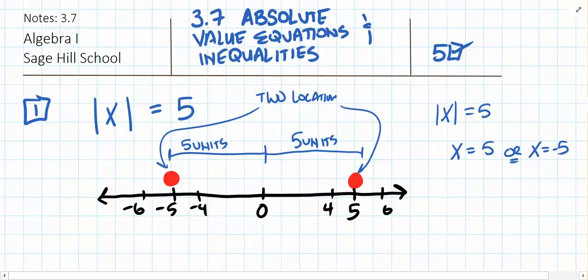Doesn't it make sense now to talk about absolute value right after we talk about compound inequalities? Because we have two possible locations in an or statement. Okay? So it could be 5, it could be -5.